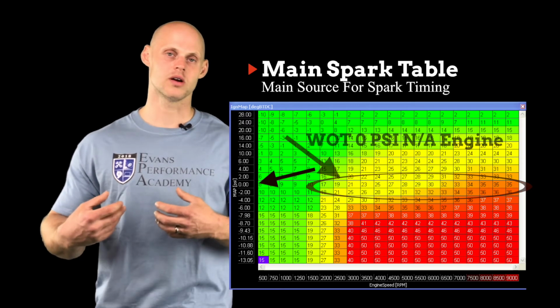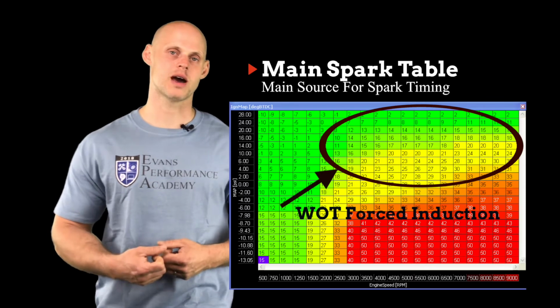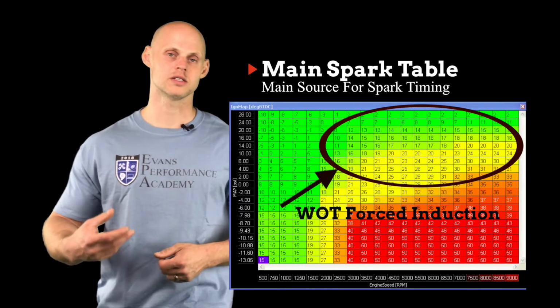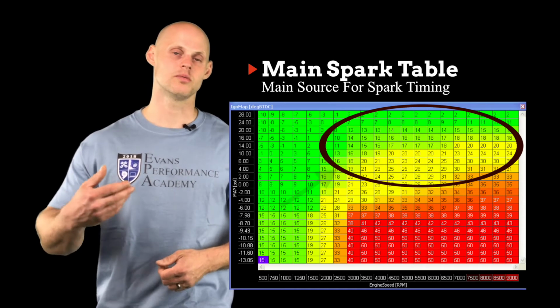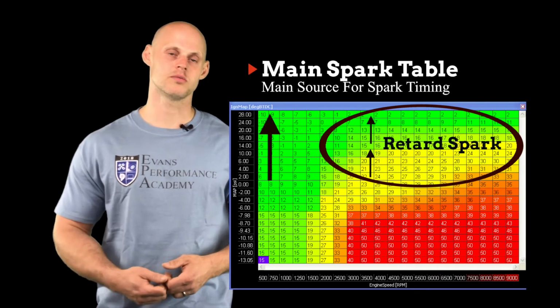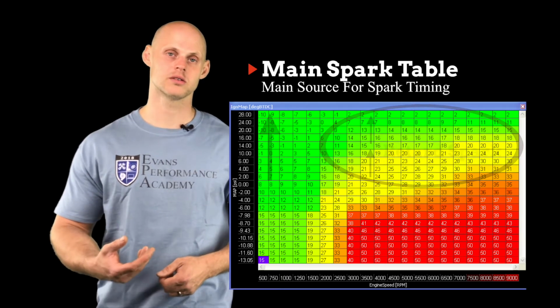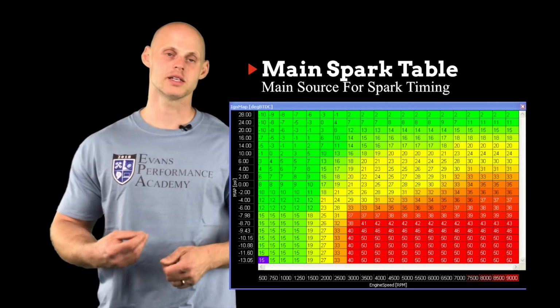Now, if we're supercharged or turbocharged, we're going to look at this section of the map, and this is going to account for the variation in boost pressure or the positive manifold pressure above 0 psi. And we can see as we move up in load, we reduce our spark timing. And that's to control our combustion event because our cylinder pressure and temperature rise, and we want to avoid spark knock.